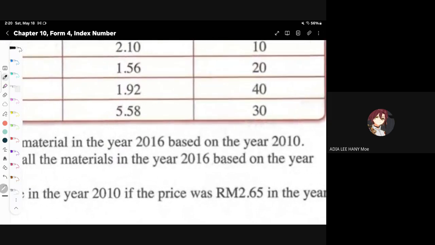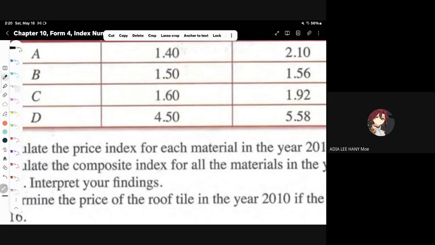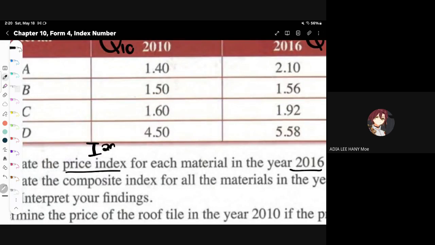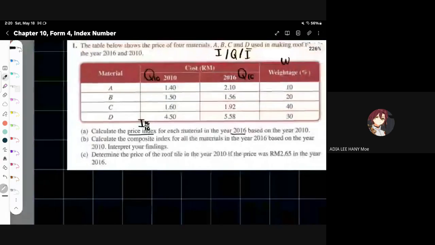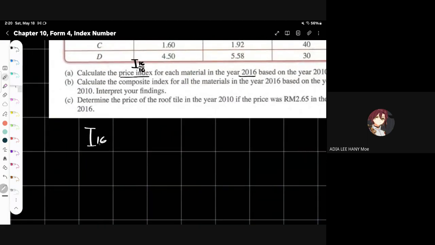What they want is in what year and what year. They give you 2016 and 2010. Of course, the top one is always 2016, and this one is 2010. But I'm not going to write it like that, it's so confusing. I'm just going to write it simply, 16 over 10. So they give you I 16 over 10. The formula for this one, remember, is Q over Q times 100.